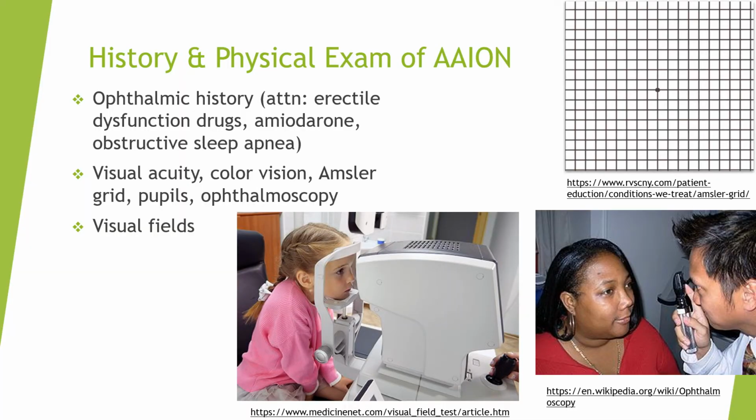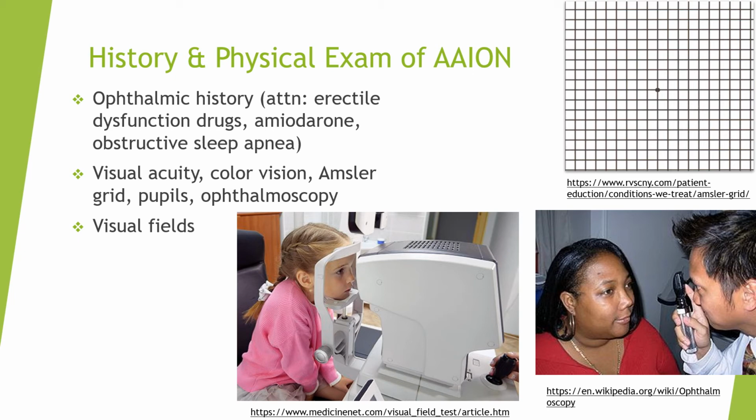So the history and the physical exam that will be important to rule in AAION is the ophthalmic history, paying attention to the erectile dysfunction drugs, amiodarone, and obstructive sleep apnea. So ask them about sleep quality, and also if someone else had come with them, any signs of obstructive sleep apnea.